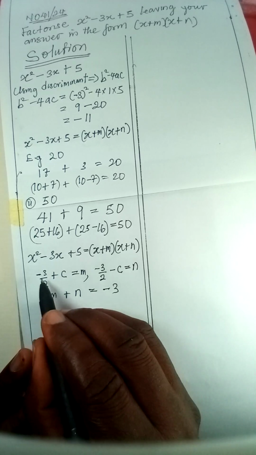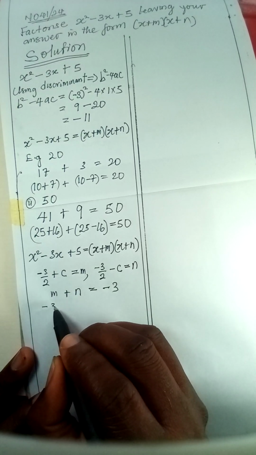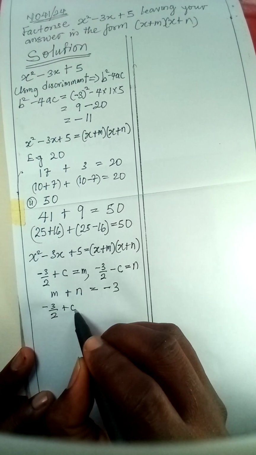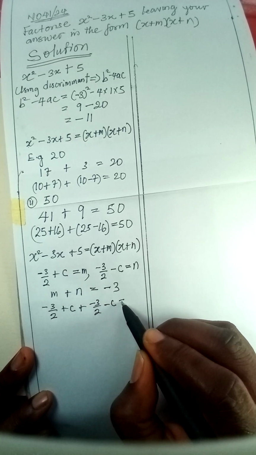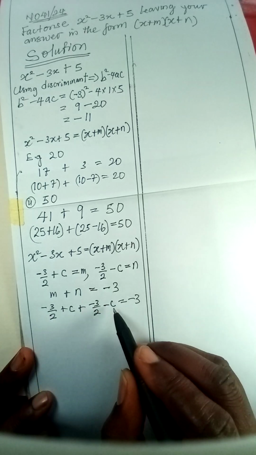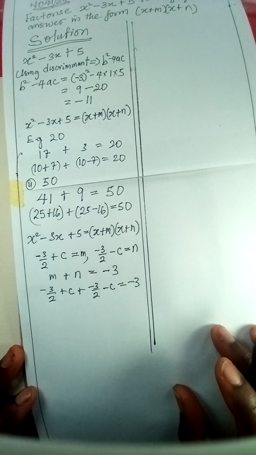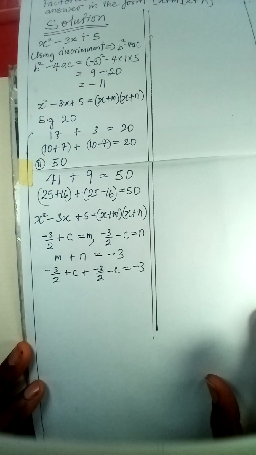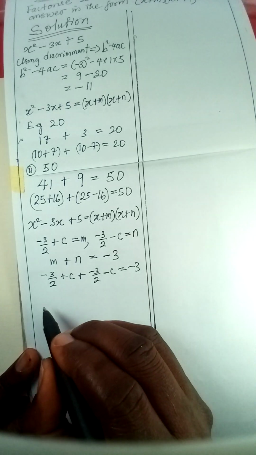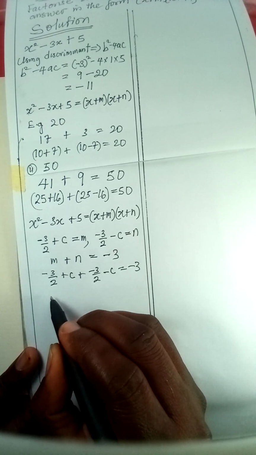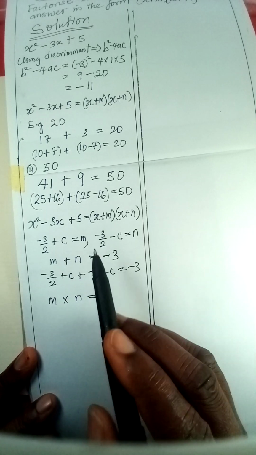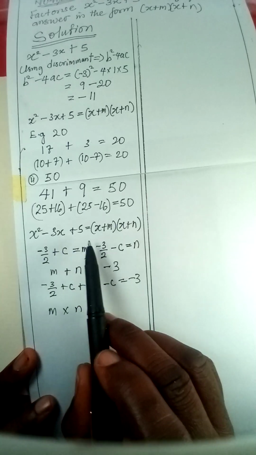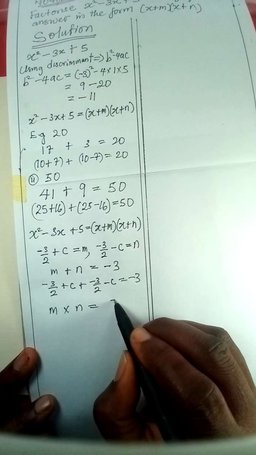So what's my n? If you notice, minus 3 over 2 plus c plus minus 3 over 2 minus c will give me minus 3. Of course, if you add these, the c terms will cancel out. And also, m times n will give me what? From my equation, what is my equation? 5. It will give me 5.